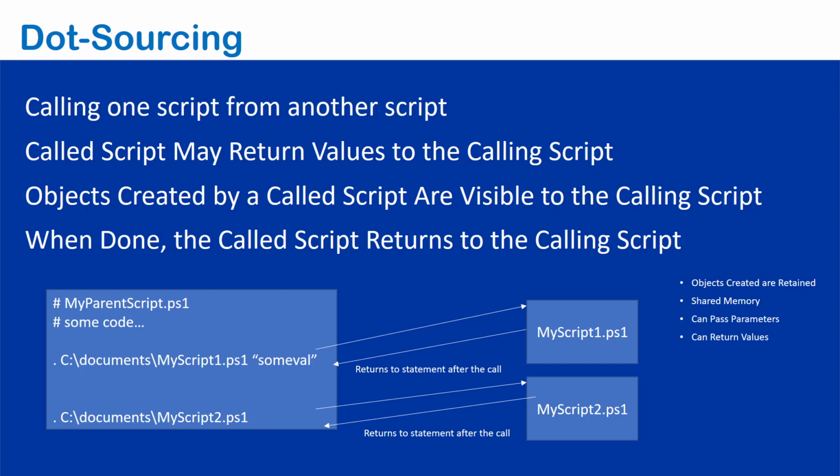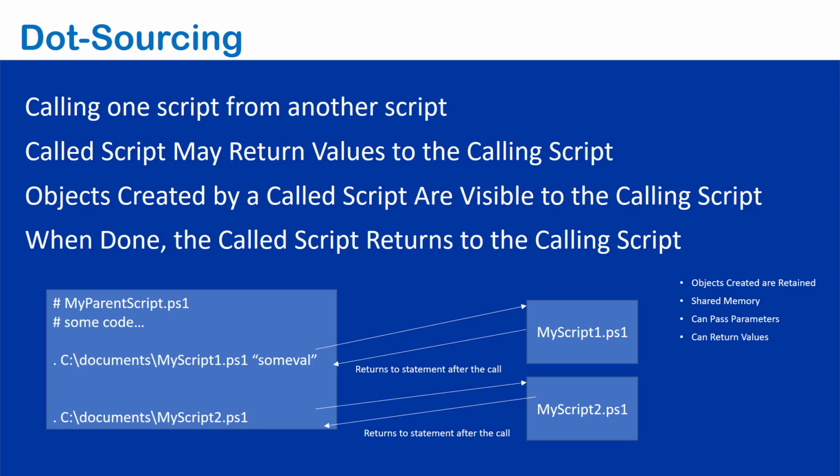We can see my parent script on the left, .ps1, some code going on, whatever it is, and those are comments. But then we see my script 1.ps1 being called, passing a parameter, some val, and it's got the full path, but it's got a period, space, and the path to the script, and that's going to dot source the script, which means it will call the script, start at the beginning of my script 1, and run through till it hits return or the end of the script. And when it's done, it's going to return and execute the line after the call, which is in my parent script, so it can continue on. Then it will hit the next line, which says call my script 2.ps1, and it does the same thing. And again, values can be passed back.